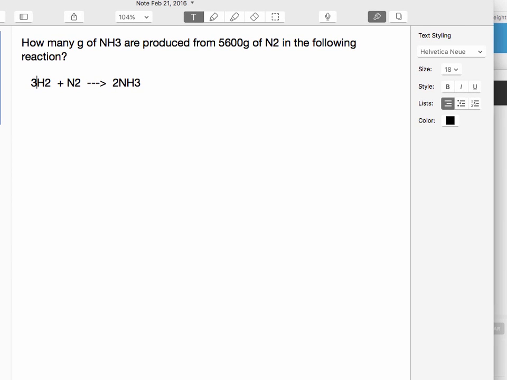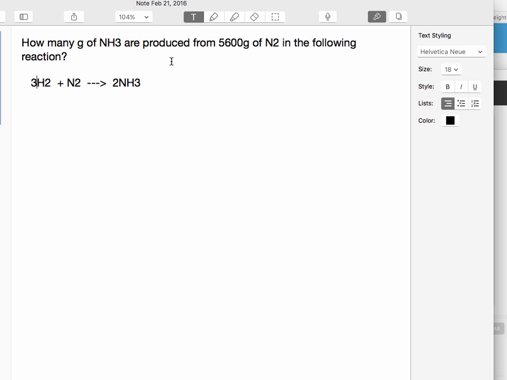Hi, so now we're going to practice doing some stoichiometry. And stoichiometry is much like the mass and atoms and molecules and moles problems we did previously, but these always have something to do with balanced equations. And so I'm just going to launch right into the example for this one. It reads, how many grams of ammonia are produced from 5,600 grams of nitrogen in the following reaction?